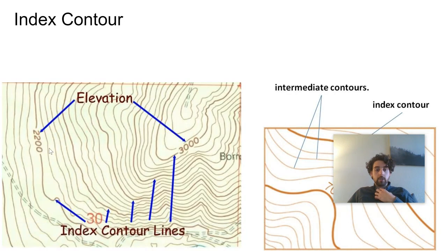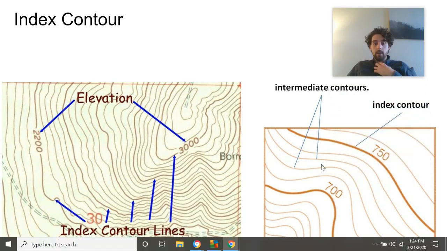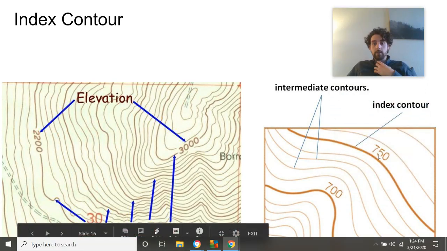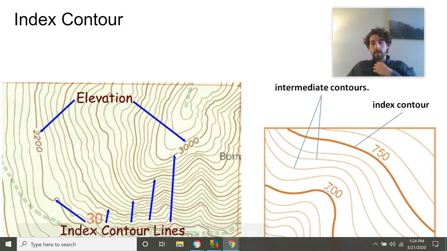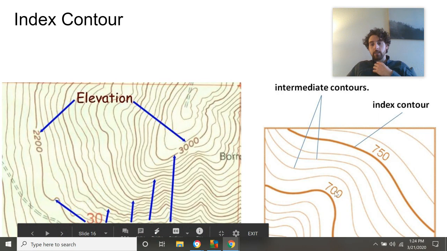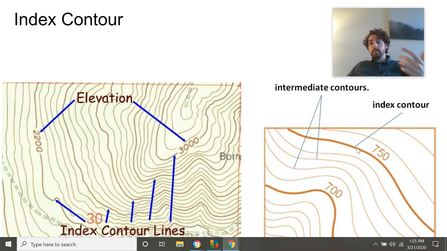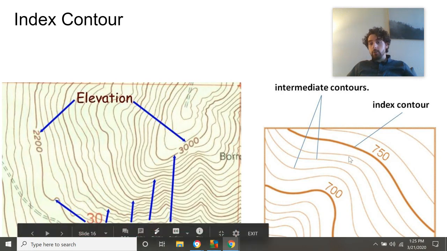All right, here's another picture of some index contour lines. I'm not going to dwell on this, but the index contours are the thicker ones that are labeled with their elevation. The lines in between, you can calculate their elevation change by subtracting these again. 750 minus 700 would be 50. You count 1, 2, 3, 4, 5 lines between. 50 divided by 5 is 10, so 710, 720, 730, 740, 750. That makes sense. Generally, the index contours are every 5th line. That's usually the way they're done.